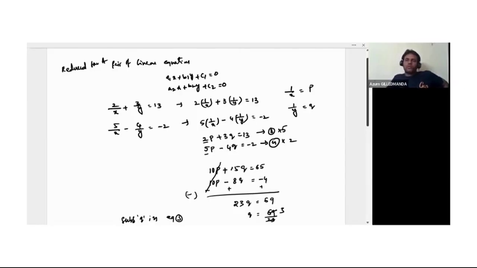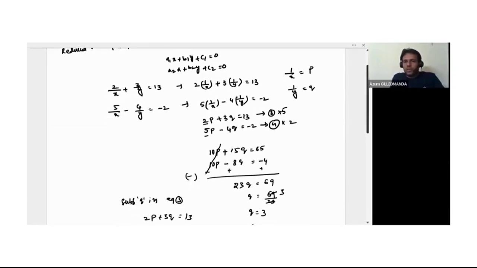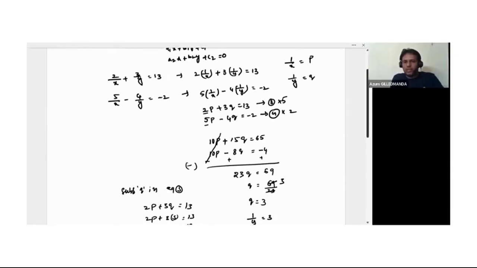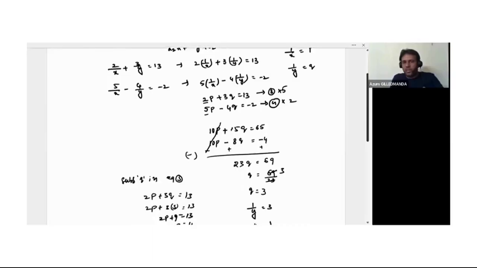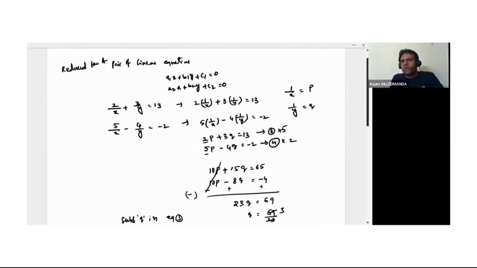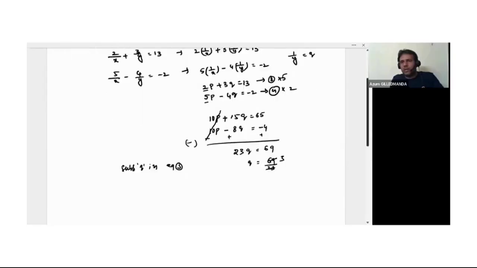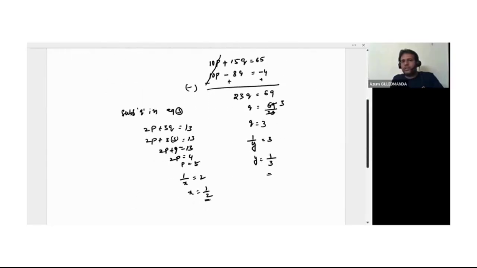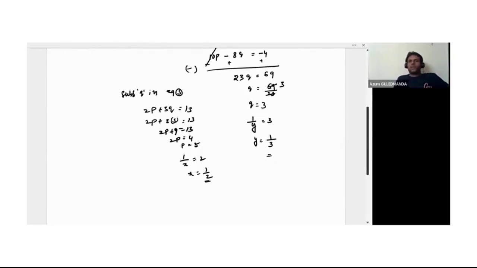Then I know how to solve them using elimination method or any method. So I used elimination method and I eliminated p. I found q. Then I substituted q value. Then I got p. Now I went back to what my assumption was. P was 1 by x and q was 1 by y. And then if I substitute those values, I got what is x and what is y.